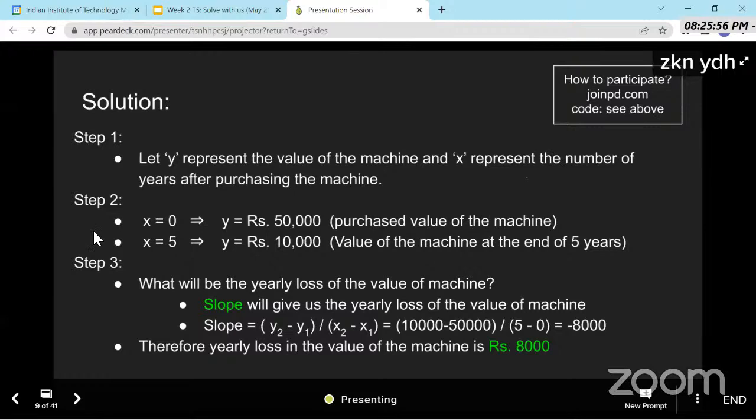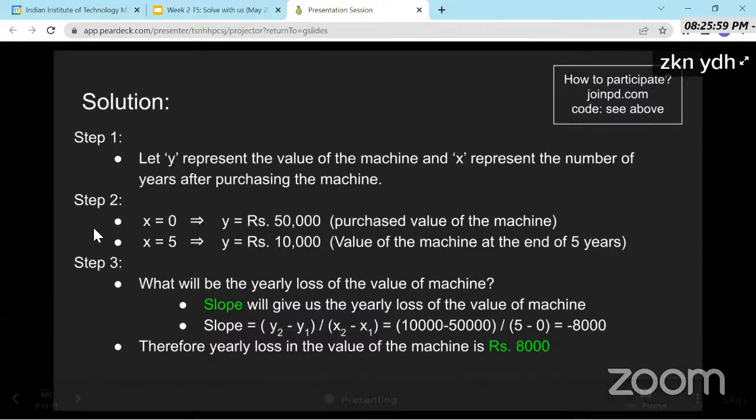Okay. So now let's see how we can solve this. Let y represent the value of the machine and x represent the number of years after purchasing the machine, right? So when x is 0, the value of the machine is what? 50,000. When the machine was purchased, we consider that as x equals 0 because that is when we are buying it. Now, after 5 years, that is when x equals 5, the value of the machine turns out to be 10,000. So the yearly loss of the machine is basically the slope, right? So we do y2 minus y1 upon x2 minus x1, right?